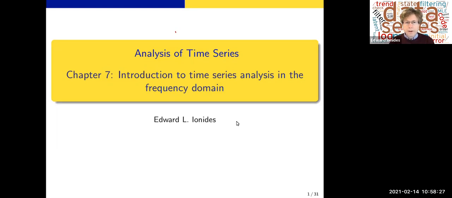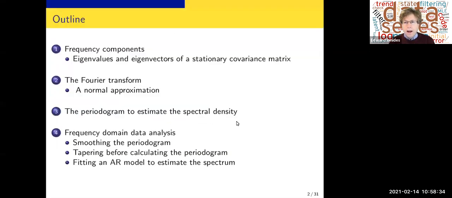This is Analysis of Time Series, Chapter 7, Introduction to Time Series Analysis in the Frequency Domain. And so we're going to start looking at frequency components of time series data. We're going to start by relating this to eigenvalues and eigenvectors of a stationary covariance matrix. And we're going to see how sines and cosines naturally fall out of that. And then we're going to look at methods that build on that.